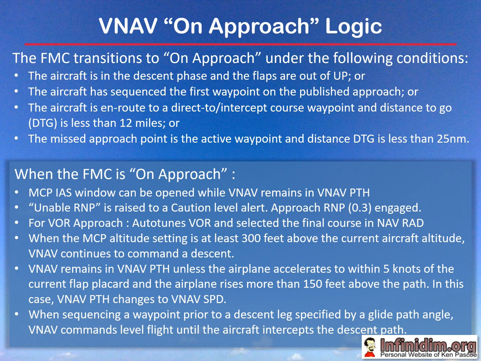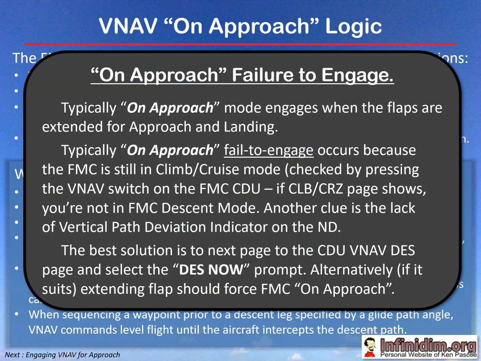So what happens when VNAV on approach logic fails to engage and why? Typically on approach fails to engage because even though you've extended the flaps, the FMC is not actually in descent mode. You'll see this typically when returning to your destination after you've had a problem on departure. The FMC is waiting for you to reach cruise altitude before it'll then calculate a top of descent and transition into descent mode, but you've got something else in mind. The most obvious indication in this is a lack of vertical path indicator on the ND, and you should be looking for that as you're getting ready for your approach.